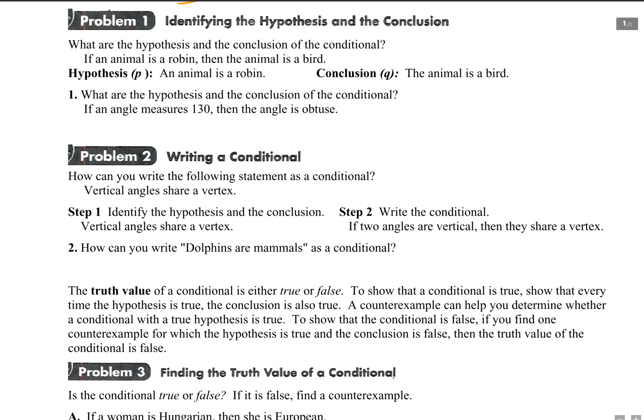Find the hypothesis and conclusion of the conditional. If an animal is a robin, then the animal is a bird. So here's our if. An animal is a robin. There's our hypothesis. Then is the conclusion. The animal is a bird. So pause the video and you do the next one.